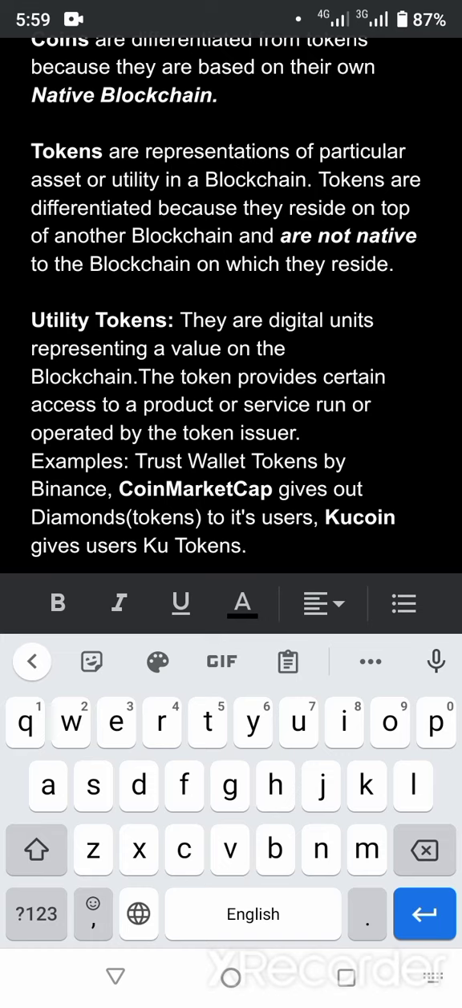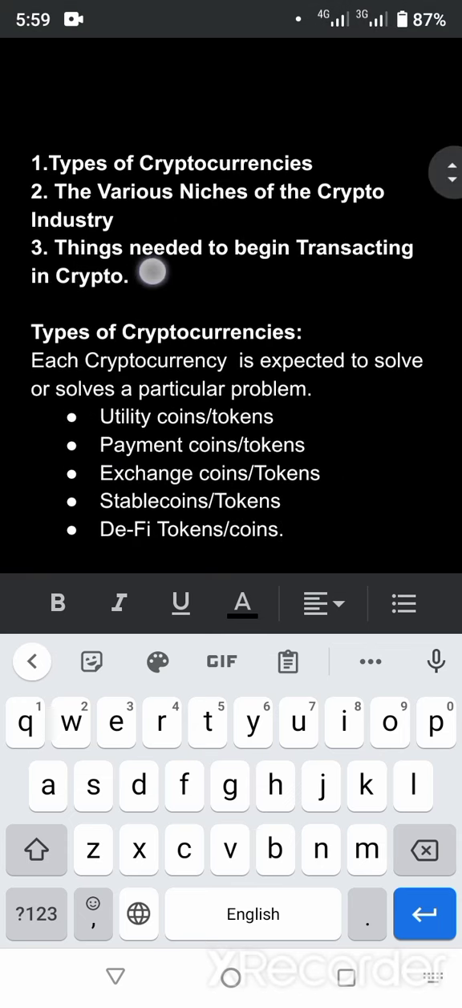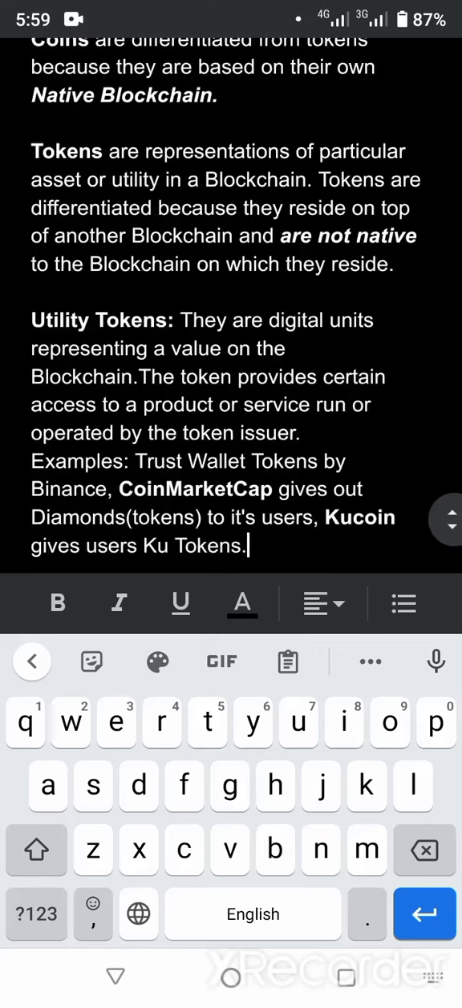Now, I'll delve in the later part of this video into the things needed to begin transacting in crypto. I'll explain just slightly what centralized exchanges are, but in our next video, we'll deal more with what centralized exchanges are.